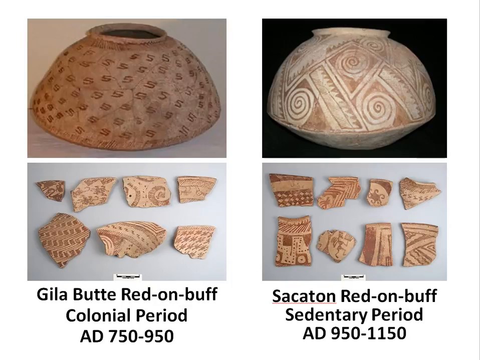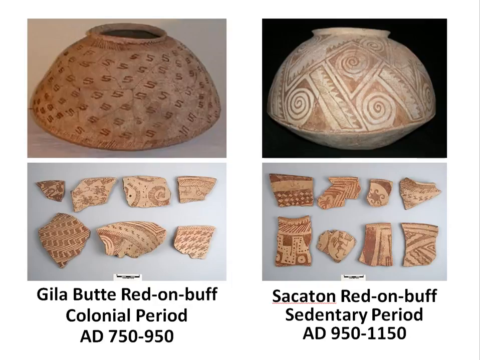For example, on the left-hand side of the slide is a whole vessel and broken sherds, pieces of a whole vessel, of Helibute red-on-buff, a decorated type that is characteristic of the colonial period between AD 750 and 950. This type is characterized by repeated small elements covering the design field. You can see in the vessel repeated S-shaped figures, and on some of the sherds repeated images of birds, quail, lizards, snakes that cover the design field.